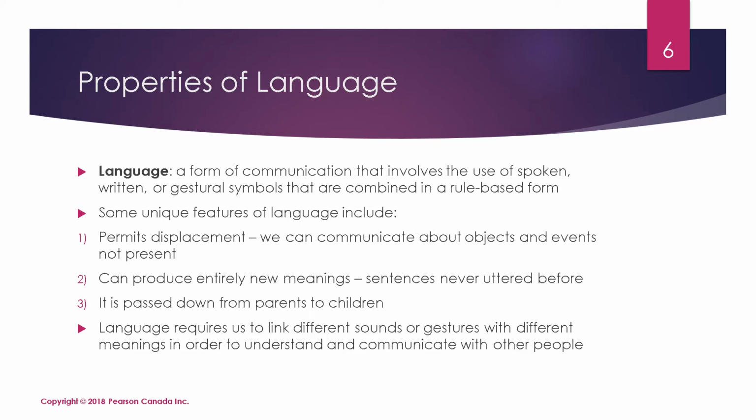So we do see that although children have some kind of natural ability to acquire language, it is also passed down largely in part from parents or guardians of the children. So there does seem to be that environmental aspect as well. So language requires us to link different sounds or gestures with different meanings in order to understand and communicate with others. So our language is very symbolic. We use different words and different gestures to refer to different things, and we're able to link all of these things together in order to understand what's being communicated and respond in a way that is comprehensible to others.